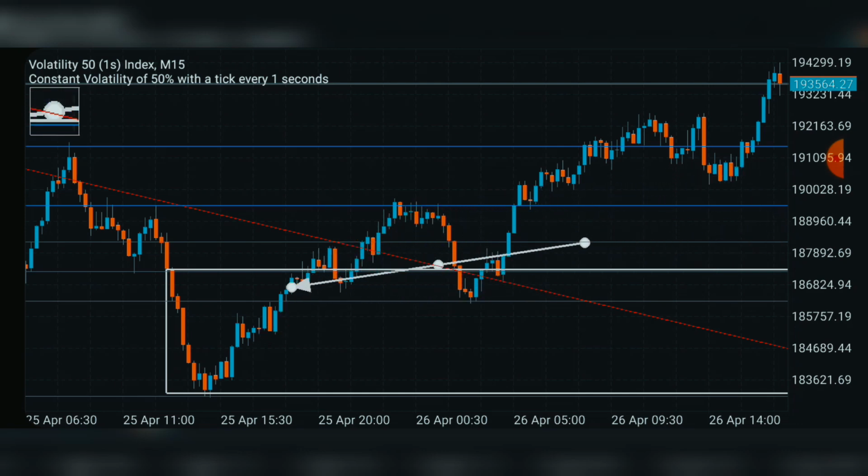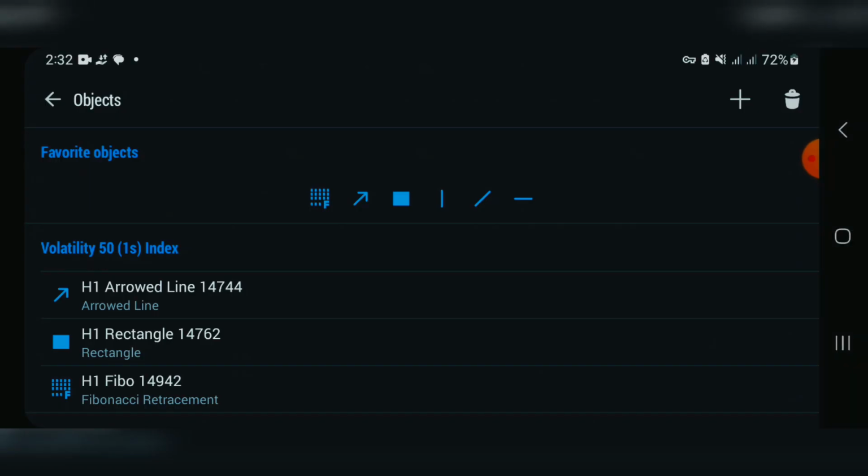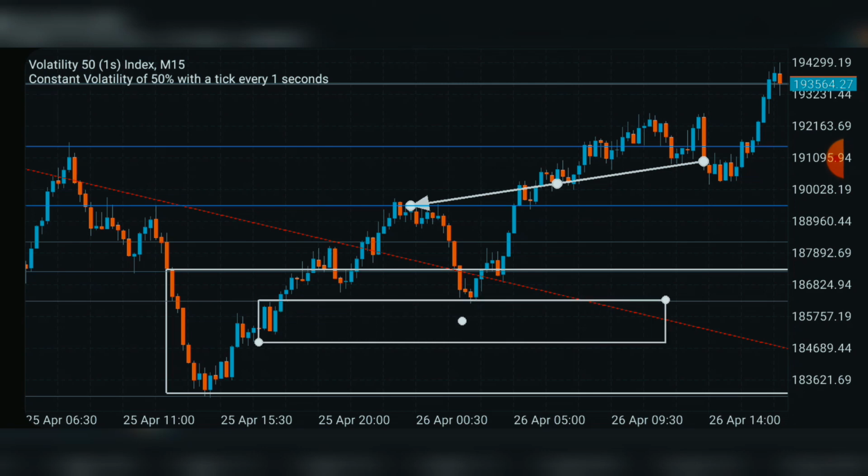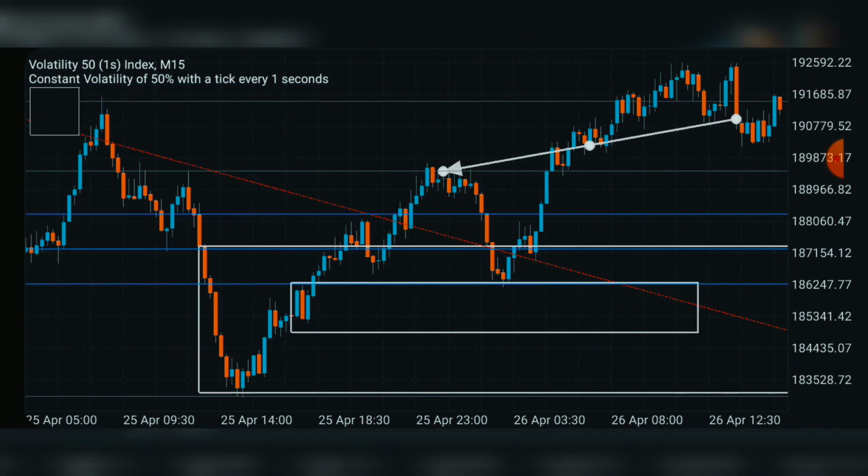It came, took out liquidity here. It tapped into this fair value gap area that we saw earlier, right? And tapped into this order block right here, right? So on the smaller time frame, we got a more precise view of what's going on. So it tapped right into this order block, which is right within the 50% zone as per our fib tool. As we can see, this is marking the 50% zone.